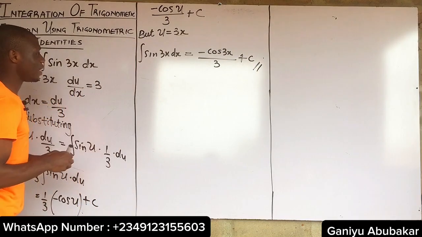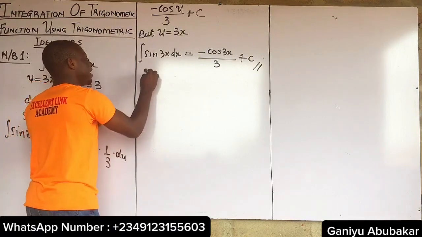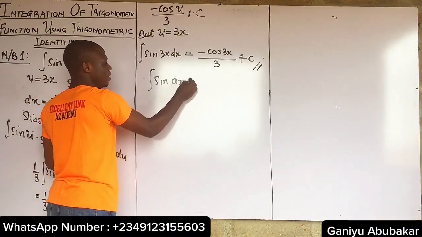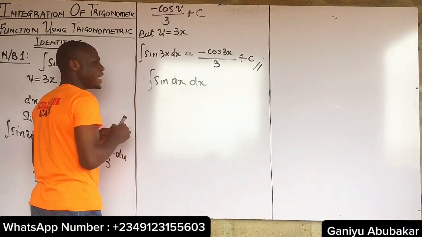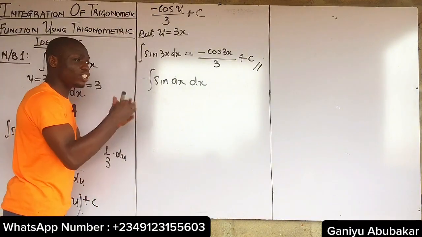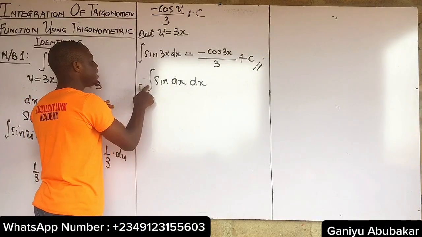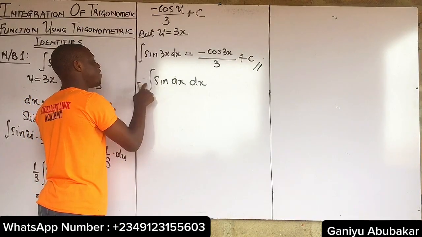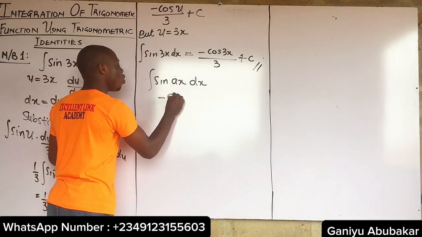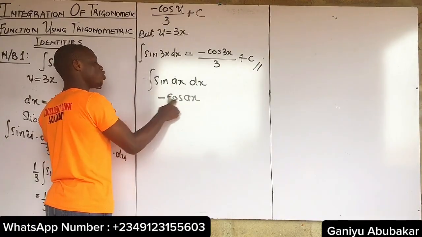Observe something very important here. I'm dealing with sine. So what I want you to notice is that if I have the integral of sine ax, for instance, with respect to x, the idea is quite simple. Don't stress yourself going through this process again. Here's a shortcut. What's the shortcut? If I integrate sine ax, I'll have minus cos ax. Integrate sine, I'll have minus cos.